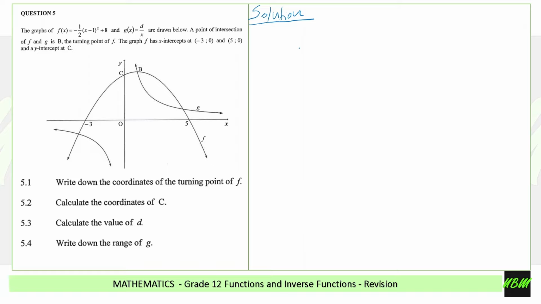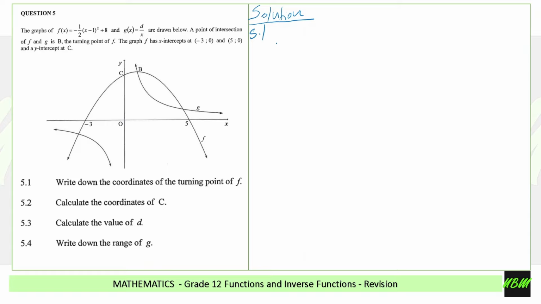Right, question 5.1. We have to write down the coordinates of the turning point of f. Which are the coordinates of B? What will be the coordinates of B?